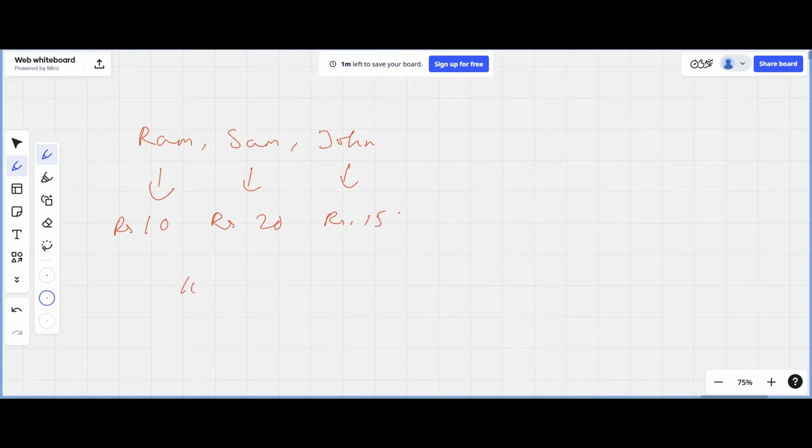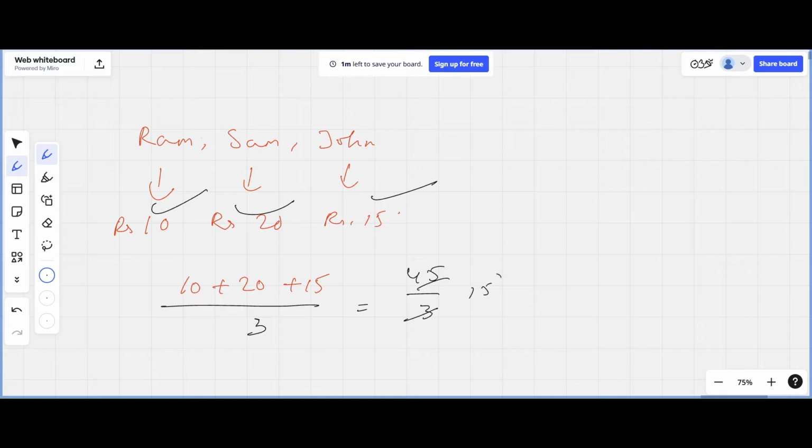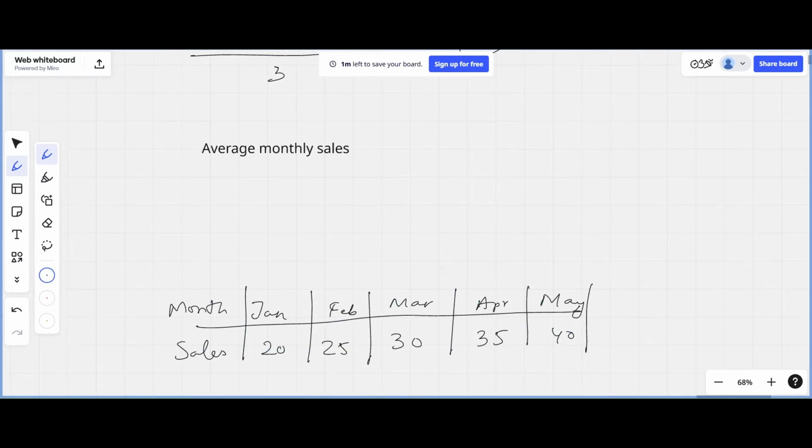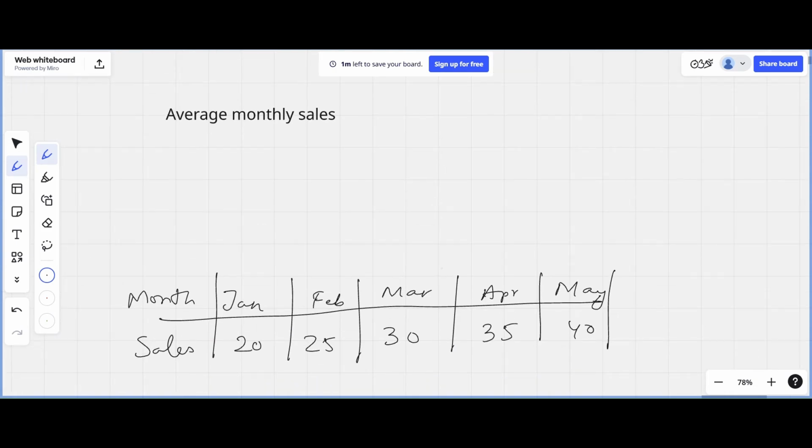How do you find average? You'll add all of these, divided by the number of units. There are 3 people, so you'll divide by 3. This is how to find average. So 10 plus 20 plus 15 is 45, and 45 by 3 is 15. So the average amount is 15. It's so easy, right? Just like that, for average monthly sales, you will add everything.